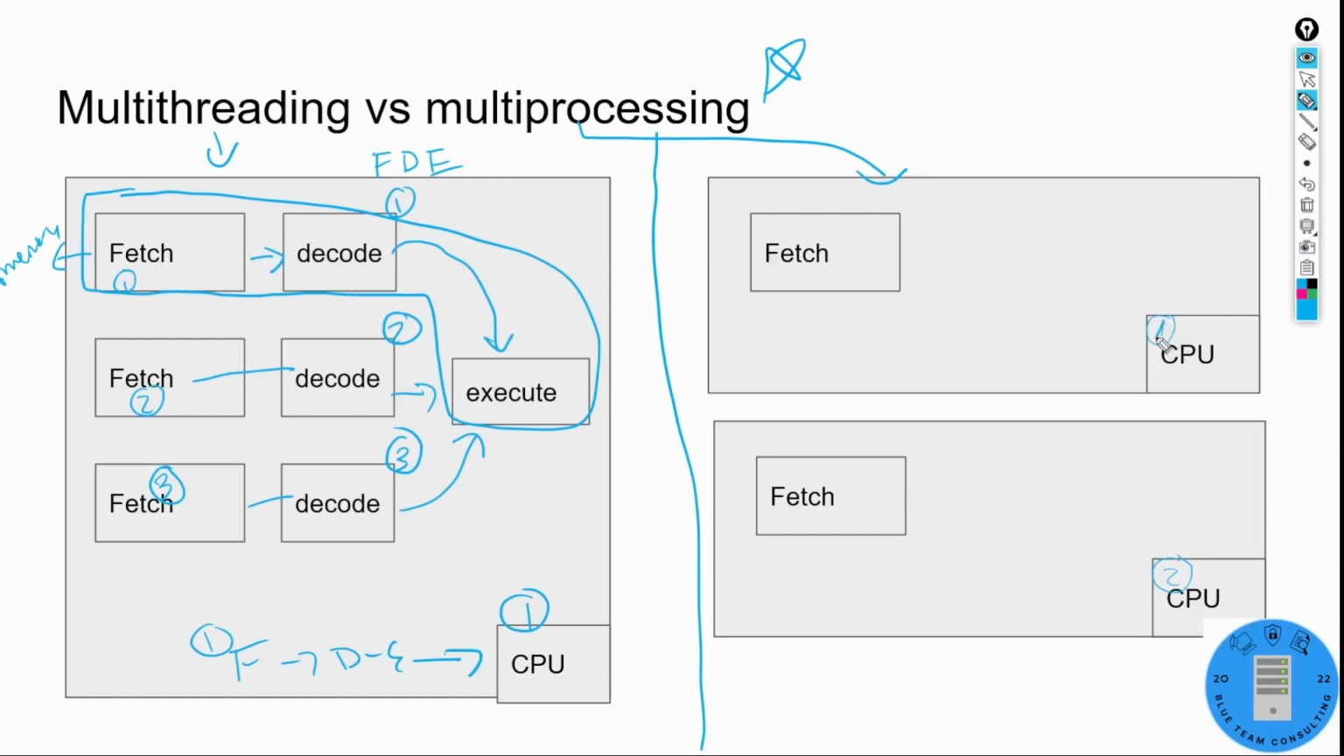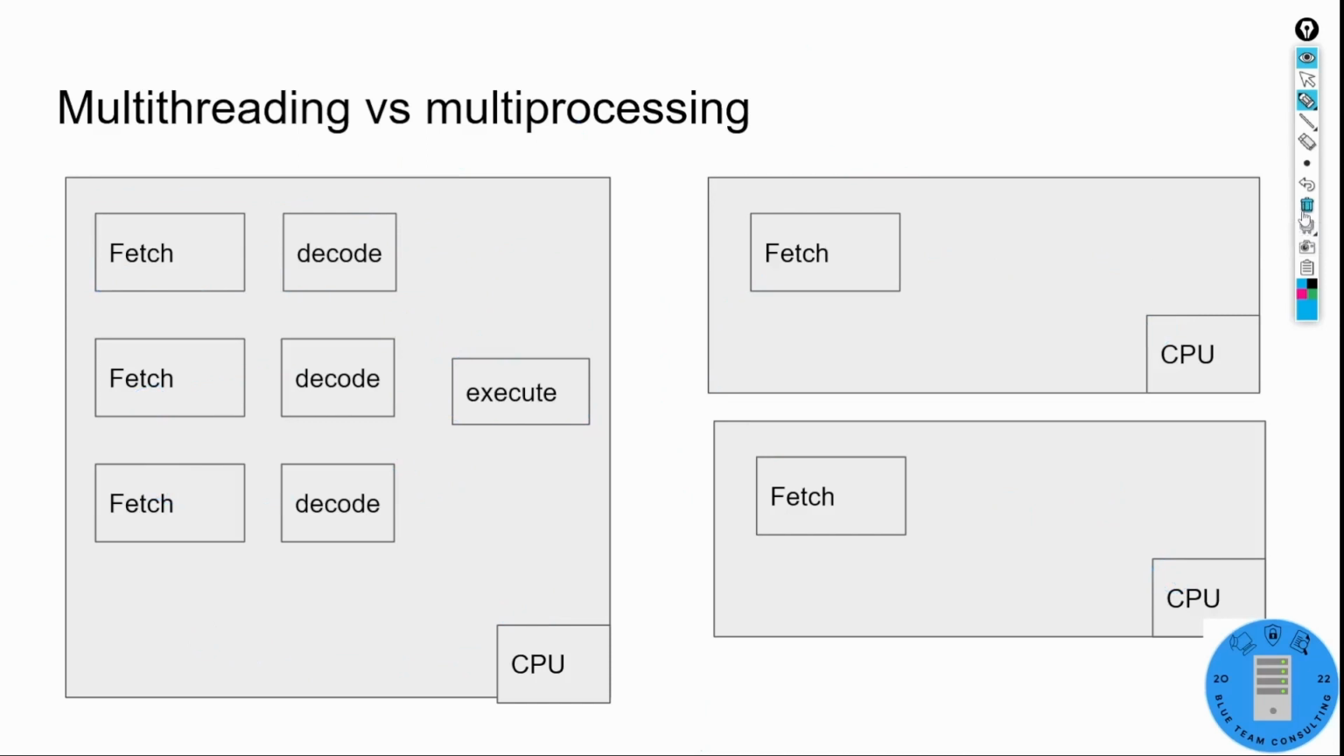If we have two CPUs on our computer, but each of them is limited to one fetch, decode, and execute, well, this might be similar to just having two threads open. But obviously that's not how it works. Multi-processing is multiple CPUs, whereas multi-threading is multiple threads within one CPU.